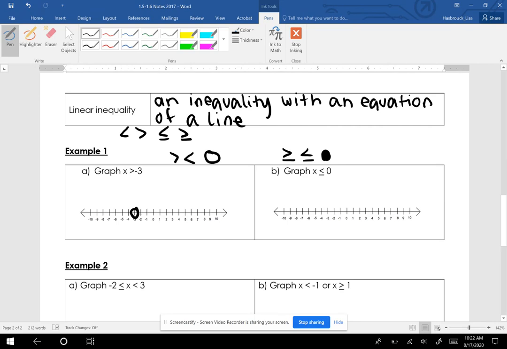This says x is bigger than negative 3. So that means we're going to color in all the values that are larger than negative 3. And we're done. For the next one, x is less than or equal to 0. Since it's or equal to, we're going to color in our dot at 0. And it's less than, so we shade to the left.